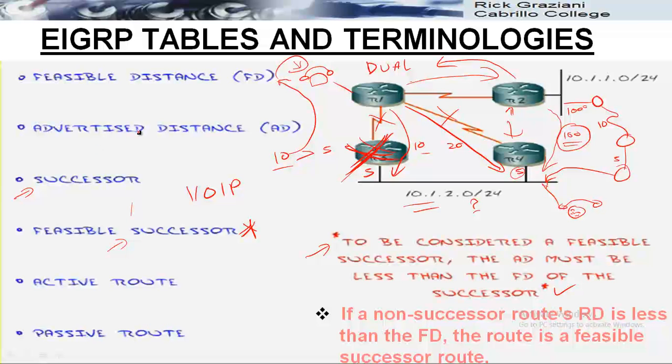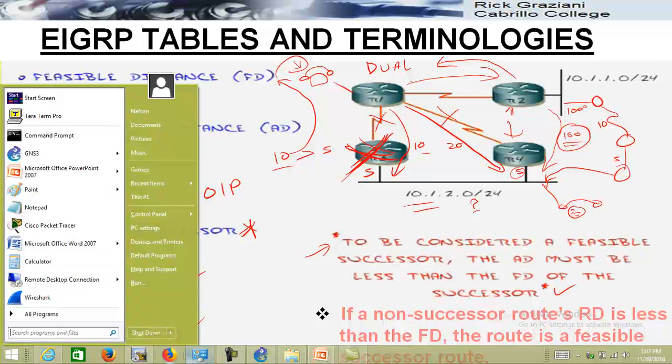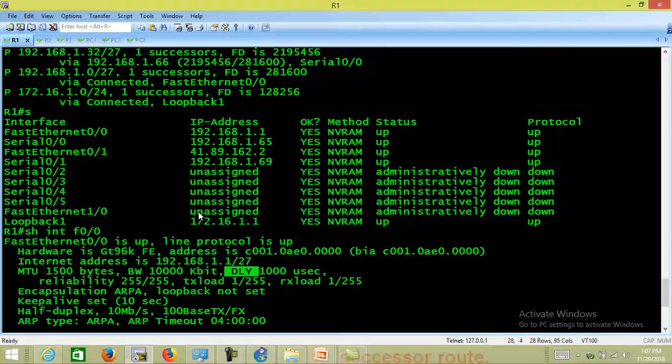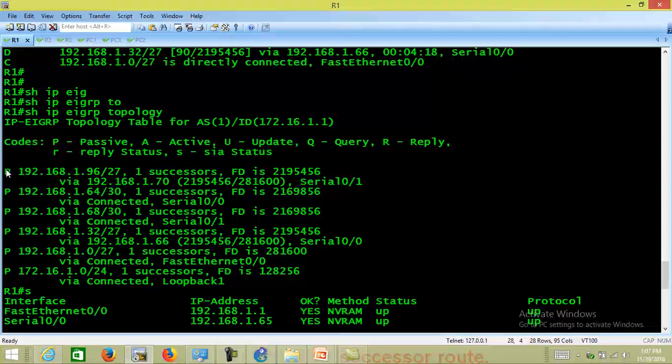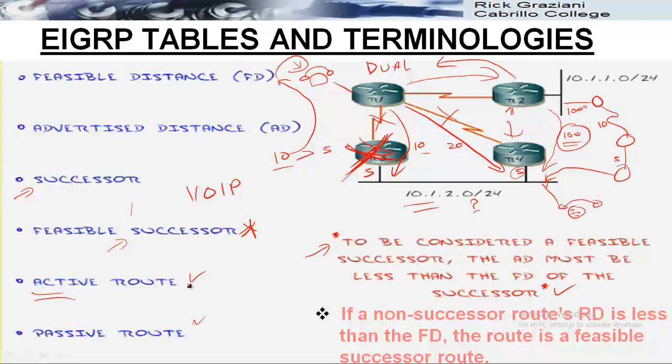I don't know whether I've made sense on those terms. Now, active and passive routes: you don't want to see active when you look at your topology table. You come back to my topology, and you can see they are all P. P is passive. That's good. When you see them passive, it means that your network is stable, your network is converged.